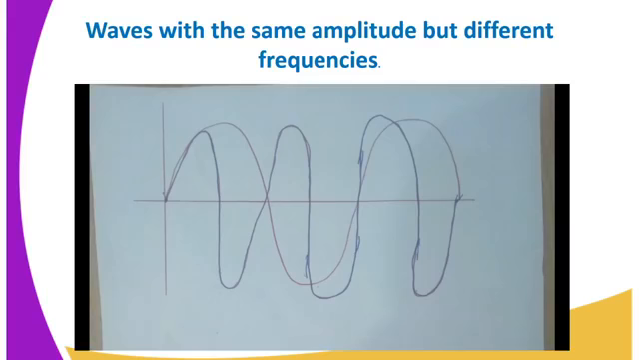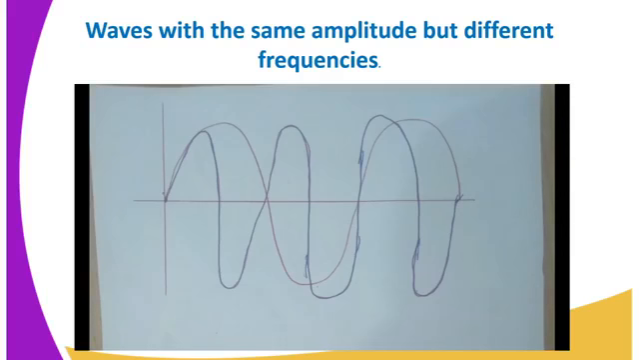If you look at this wave, you'll find that the maximum displacement of each wave on either side is at the same level. If you look at the wave that is drawn in red, we also have another wave which is drawn in blue. These two waves have the same maximum displacement on either side, meaning that the waves have the same amplitude, but they travel at different frequencies.